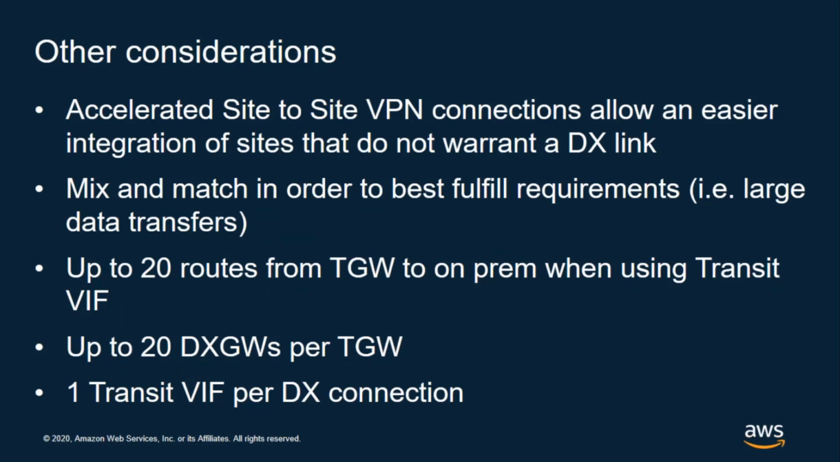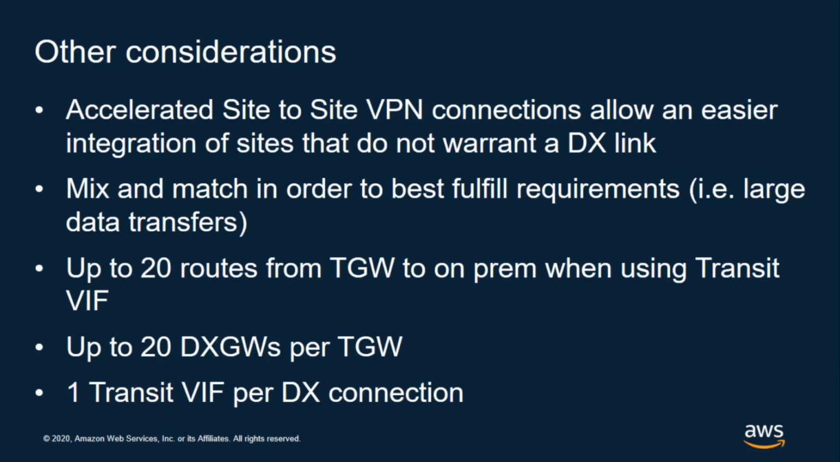Some other considerations that we need to take when designing our approach to global connectivity are the fact that we can use accelerated site-to-site VPN connections to allow an easier integration of sites that do not warrant a direct connect link. So if we have smaller sites that don't really need to connect through a dedicated connection, we can do it through a site-to-site VPN, but it's not a regular VPN. It's a VPN that will be accelerated through the use of AWS Global Accelerator, which is an Anycast technology that will allow customers to get into the AWS backbone as soon as possible, and therefore take advantage of the high throughput and low latency of the backbone.